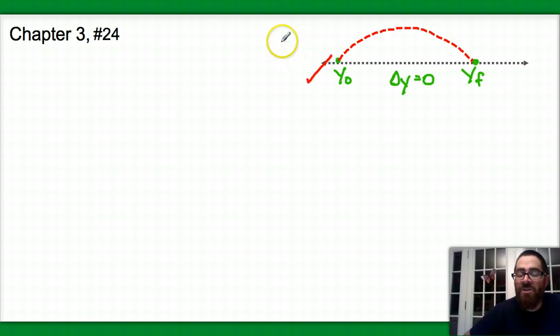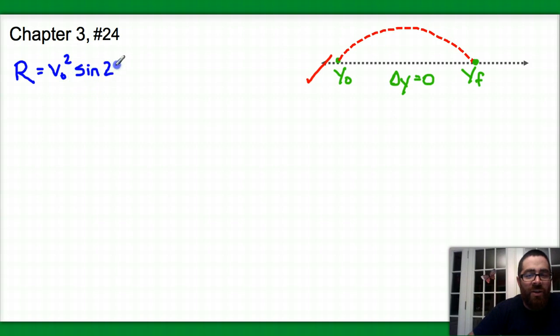So you should be thinking to yourself, when these conditions are met, so y is equal to 0, you can use the range equation. Let's go ahead and write the range equation out. The range equation, which we've derived and you'll be given on summative evaluations, is v naught squared times the sine of 2 theta all over g.